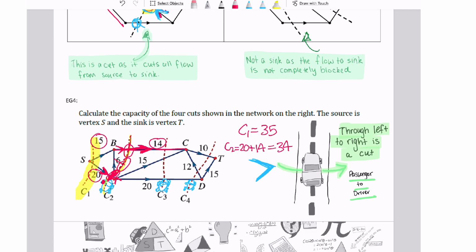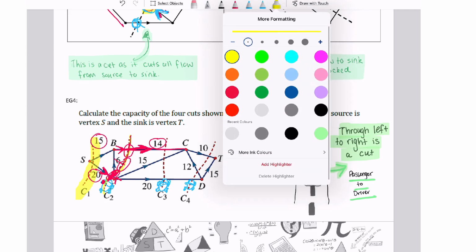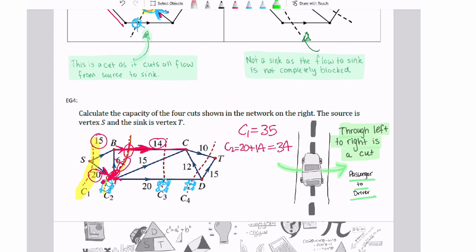Okay, let's keep moving, keep practicing. Let's go to cut 3. Cut 3, same thing. If you want to pause the video, see how you go on your own. Cut 3, first thing I'm looking at, okay, it's passing through 3 edges. Let's look at the direction of the arrows. Nice. This car is going to keep going forward, and every arrow is going to be pushing into the passenger door, which means cut 3, I'm going to be adding 20 plus 15 plus 14. So my cut 3 will be 49.